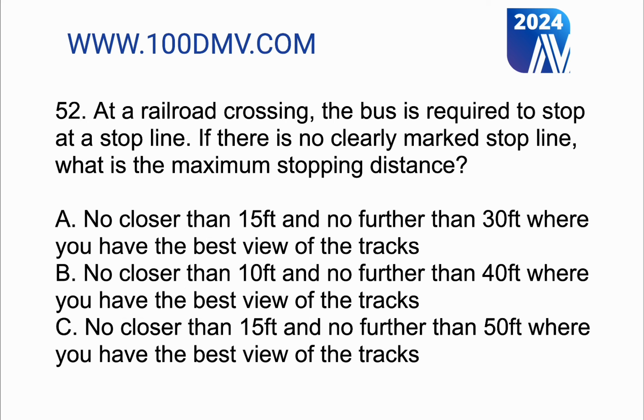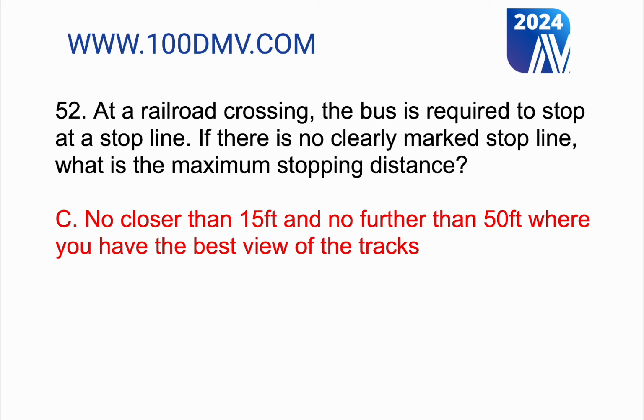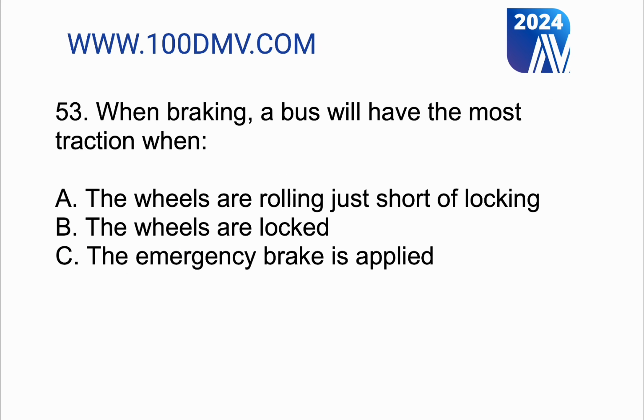B, 400 feet. 52. At a railroad crossing, the bus is required to stop at a stop line. If there is no clearly marked stop line, what is the maximum stopping distance? A, no closer than 15 feet and no further than 30 feet, where you have the best view of the tracks. B, no closer than 10 feet and no further than 40 feet, where you have the best view of the tracks. C, no closer than 15 feet and no further than 50 feet, where you have the best view of the tracks. Correct answer. C, no closer than 15 feet and no further than 50 feet, where you have the best view of the tracks.